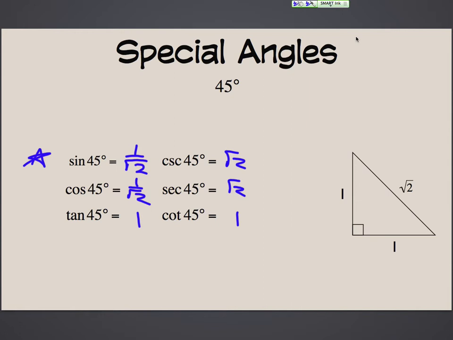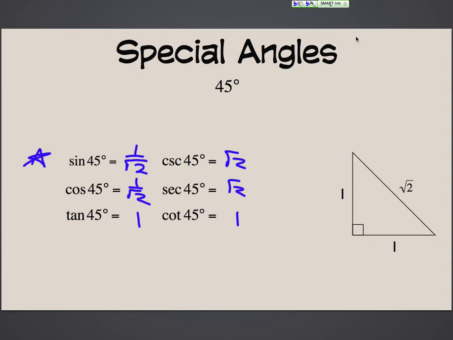So the 3 things I need to know to be able to get all 18 are: sine of 30 is 1/2, cosine of 30 is radical 3 over 2, and the sine and cosine of 60 are switched from the sine and cosine of 30. And sine of 45 is 1 over radical 2. Very good. So that's what I need to know to be able to fill out my 6 trig functions for my 3 special angles.